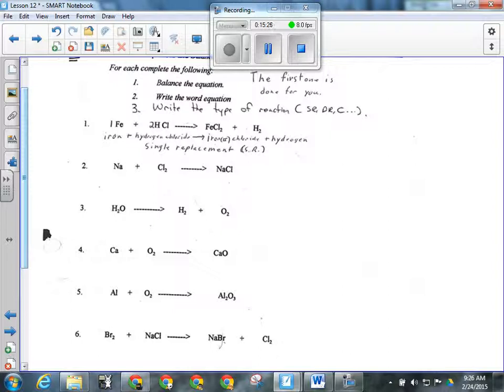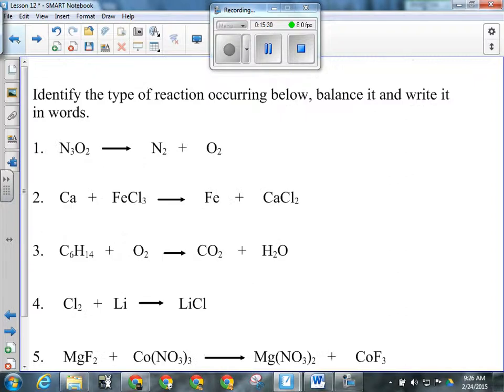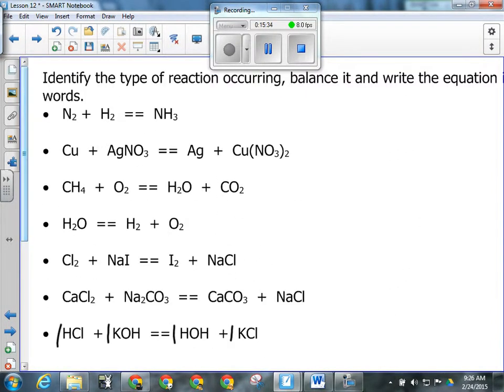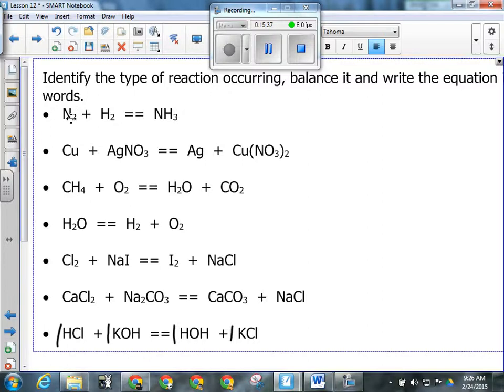A decomposition and a synthesis? They're the opposite of each other, okay? So we'll just go back here. In a synthesis reaction, I'm putting two things together to make a compound. In a decomposition reaction, I've got a single compound going to the two things it was made up of. Yeah? Okay.